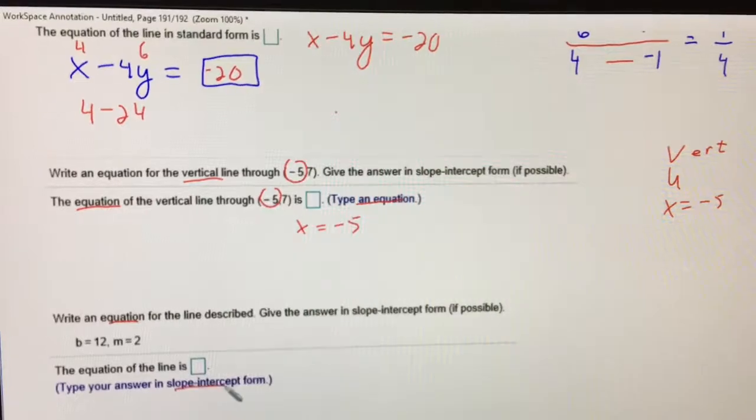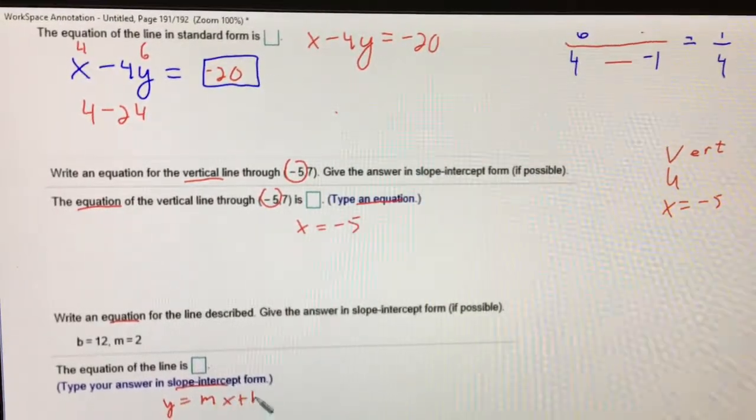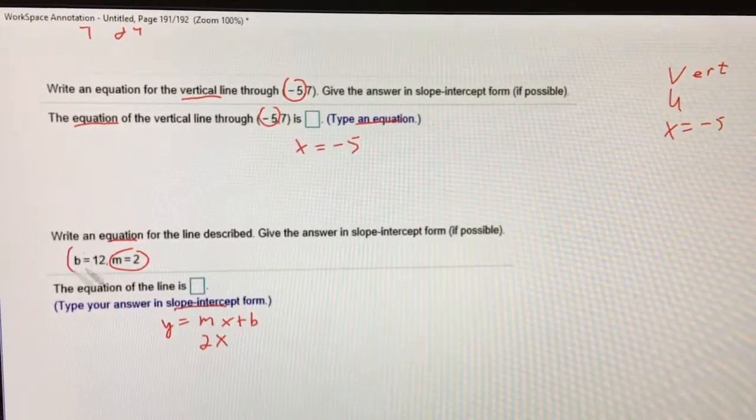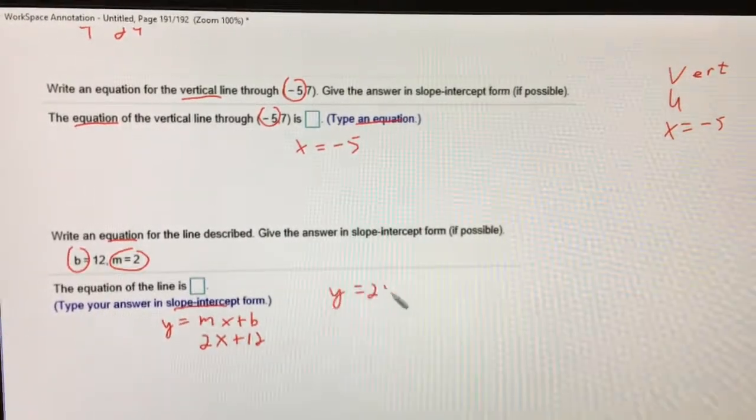Write the equation in slope-intercept form. That's y equals mx plus b. Pretty straightforward. It tells me m is 2, so it's going to give me 2x, and b is 12, plus 12. So my answer is y equals 2x plus 12.